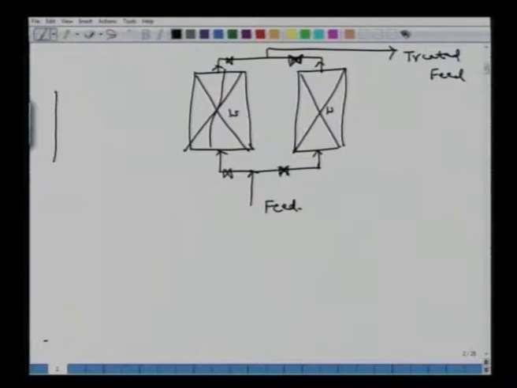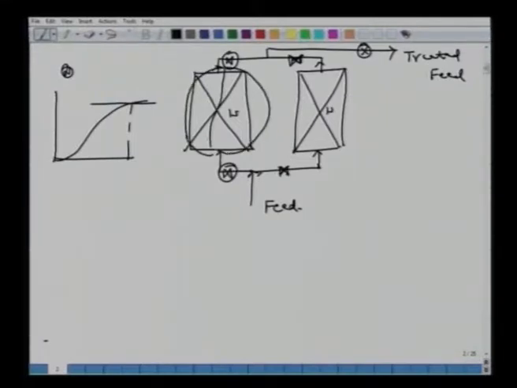So you monitor the exit concentration here. When the bed becomes saturated, one has to stop this, then close this valve, and let the feed go through this. Alright, so to make the process continuous. But when the first bed is saturated, then one has to regenerate.